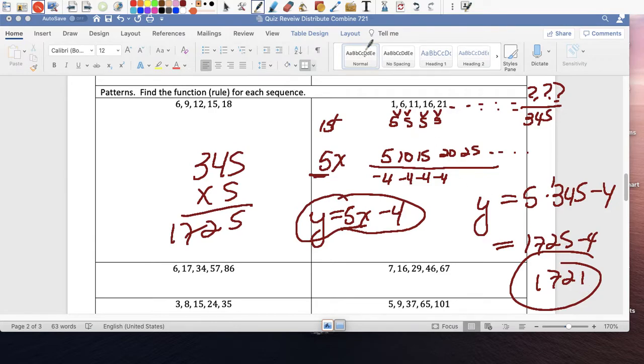Okay, or if you have lots of time, you could just go 26, 31, 36, 41, etc., and go all the way and do that 345 times.